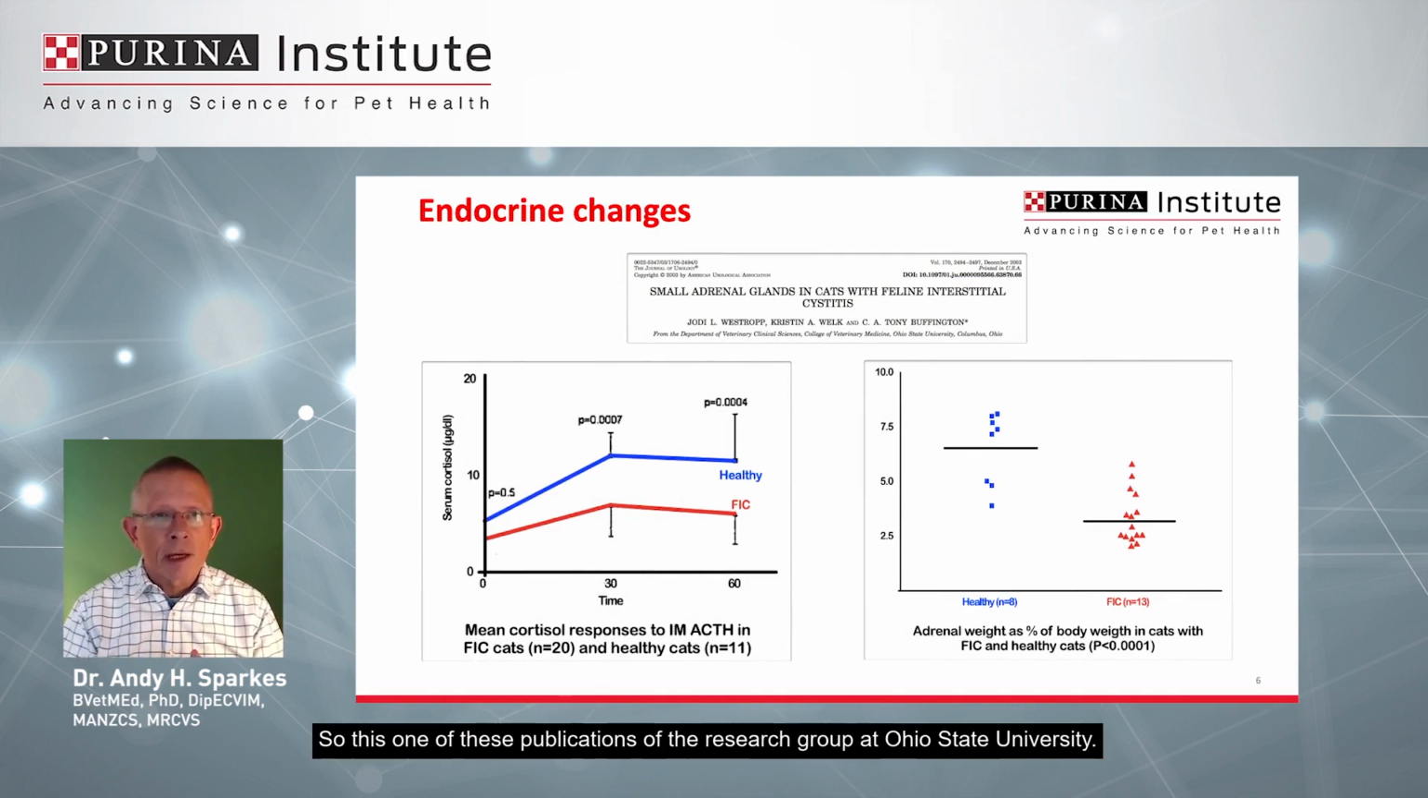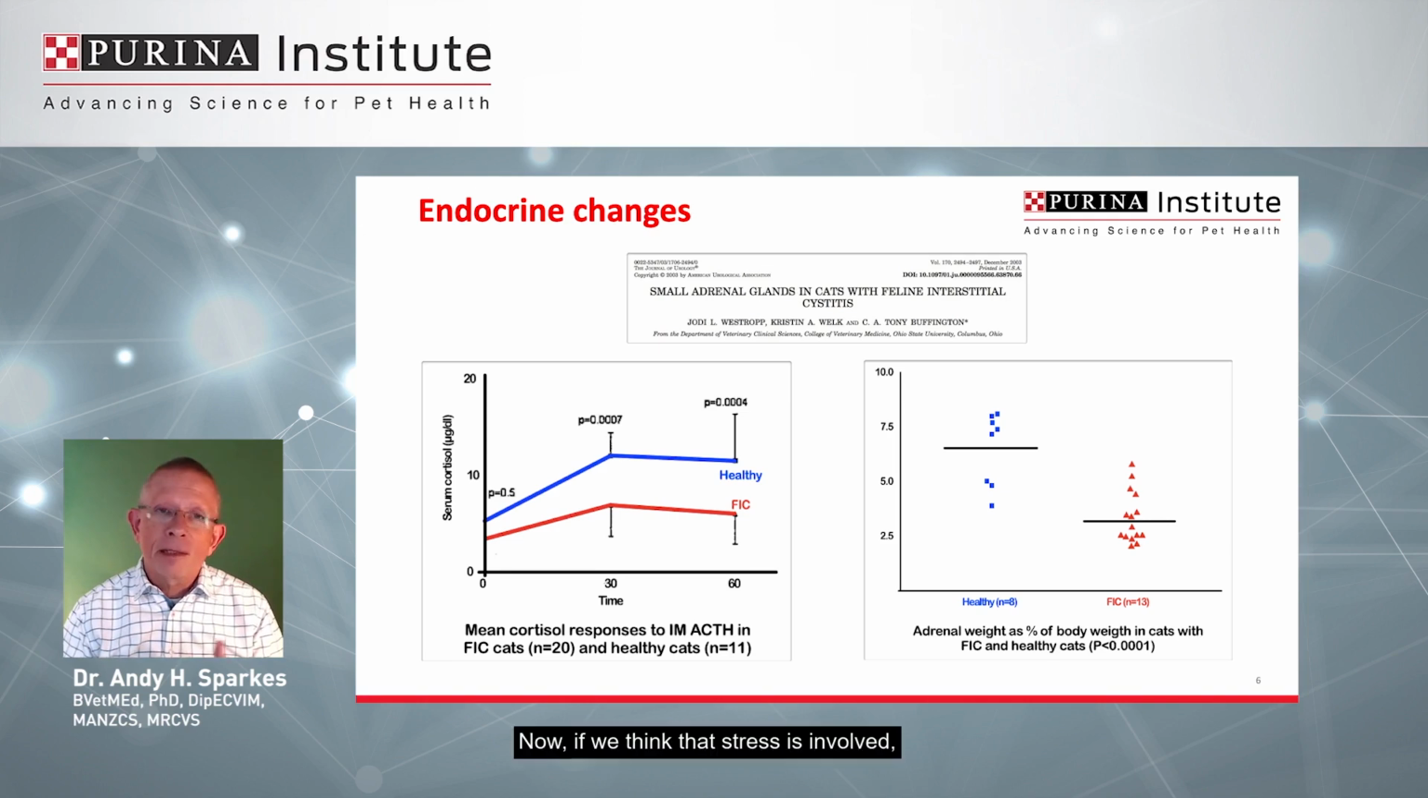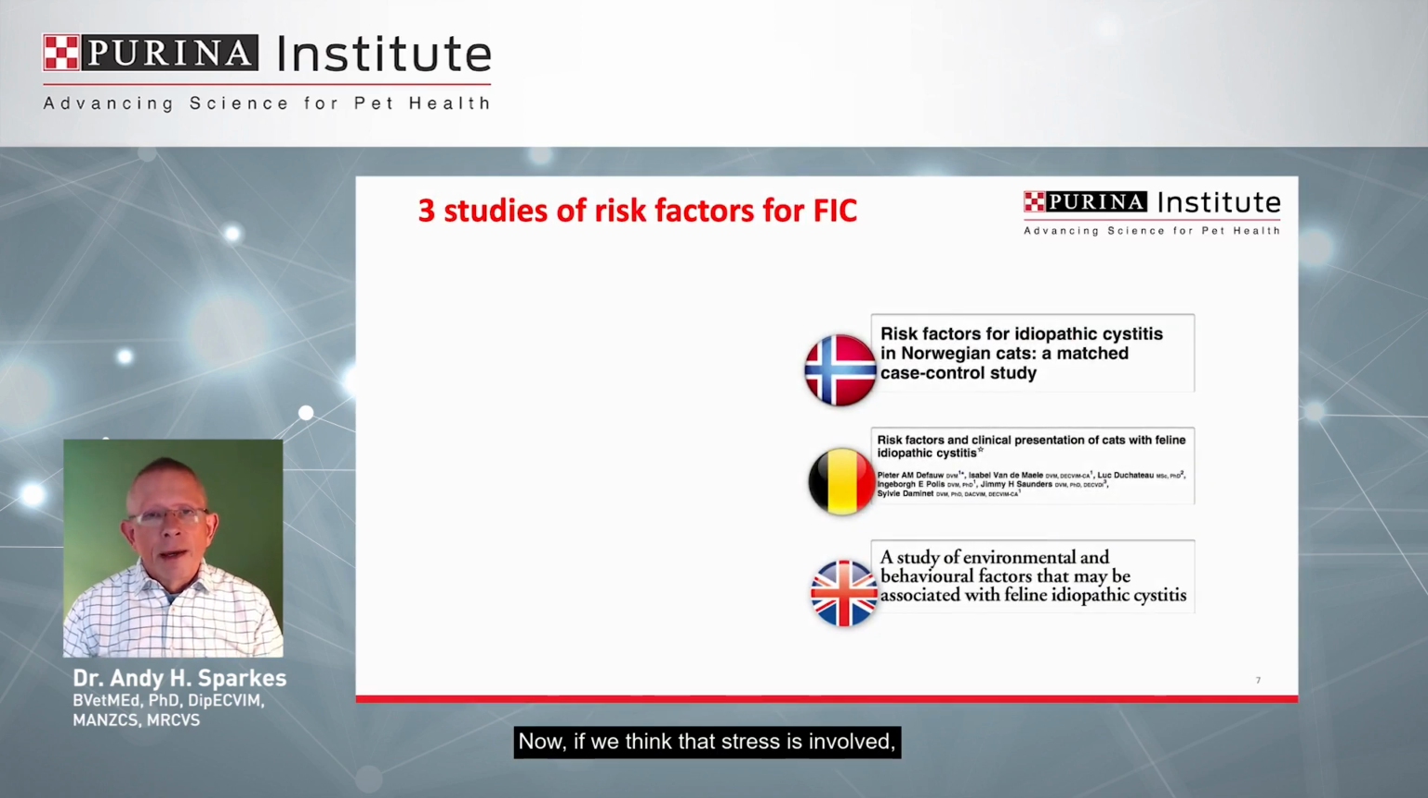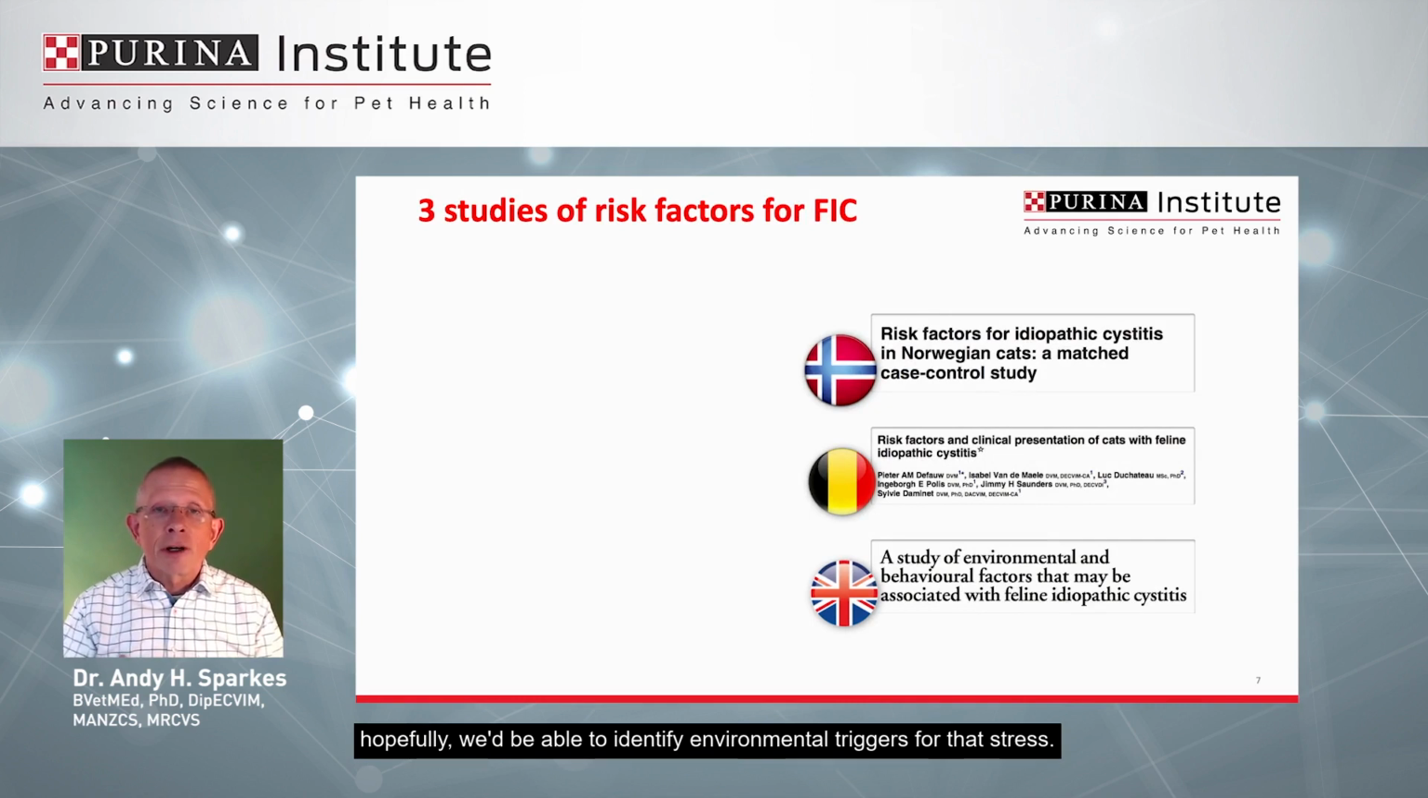So this is one of these publications, came out of the research group at Ohio State University, and you can see the graph on the left there shows that compared with healthy cats, cats with idiopathic cystitis had a lower cortisol response to injection of adrenocorticotrophic hormone, and indeed those cats with idiopathic cystitis had smaller adrenals, lower weight of their adrenal glands, suggesting that there is stress going on in these cats, but the stress response may be a little bit abnormal.